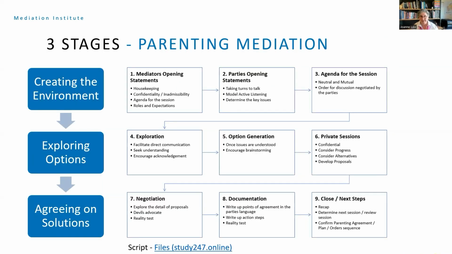This is the process that we tend to use. Basically, we're looking at it as three stages. The first stage is creating the environment for the negotiation. The next one is increasing understanding and exploring options. And then the final stage is agreeing on solutions, or making decisions, or working out what the next step is.